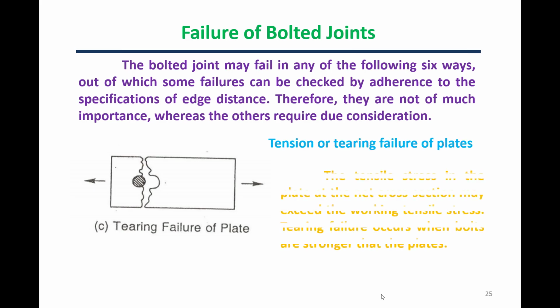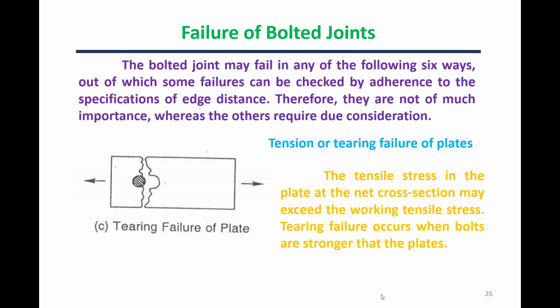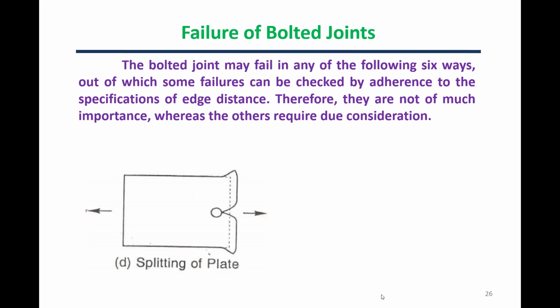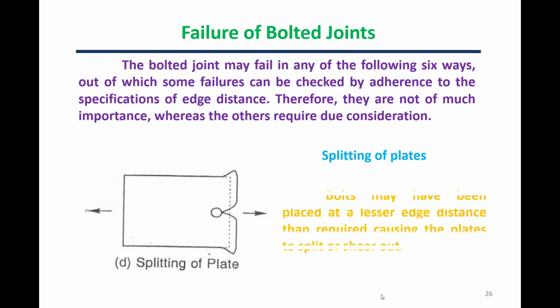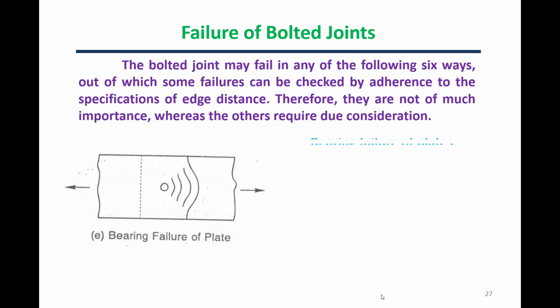For the tension and tearing failure of plates, the tensile stress in the plate at the net cross section may exceed the working tensile stress. Tearing failure occurs when bolts are stronger than the plates. For the splitting of plates, bolts may have been placed at a lesser edge distance than required, causing the plates to split or shear out.